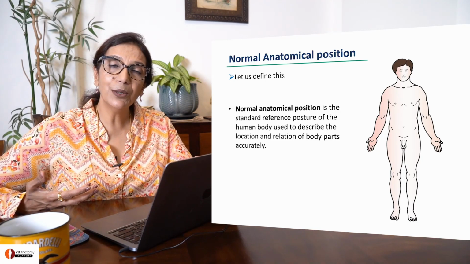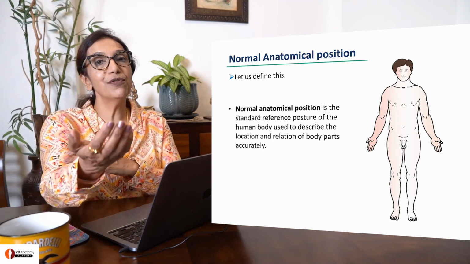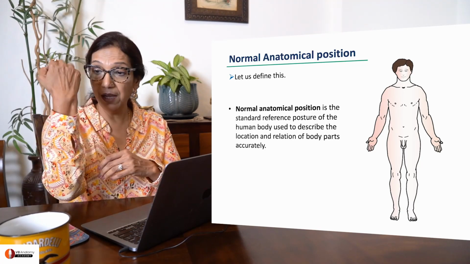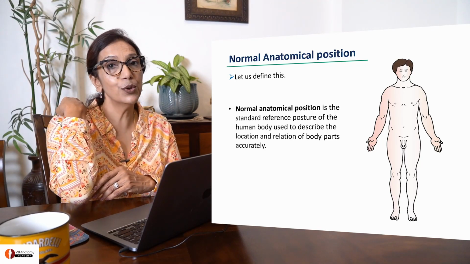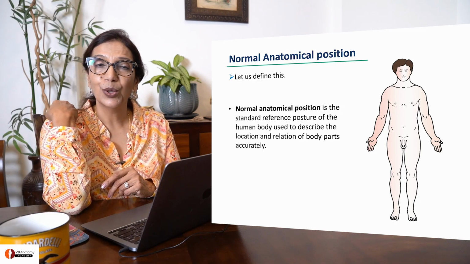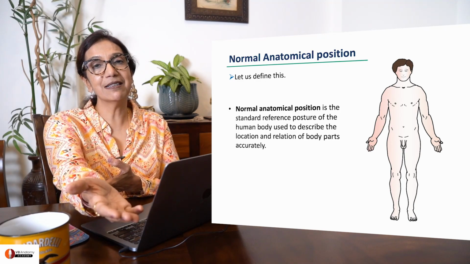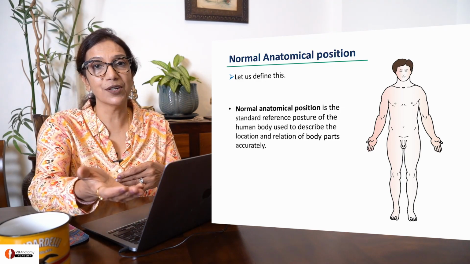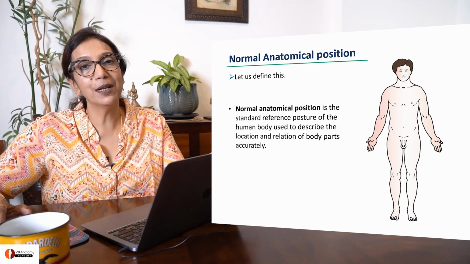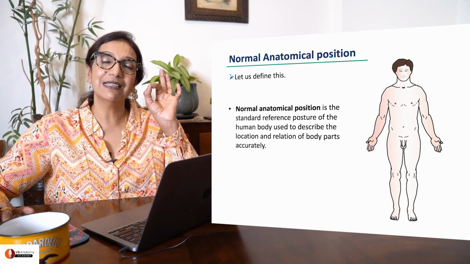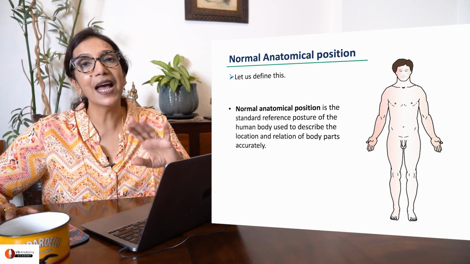Why are we talking about this? See, when I ask you to flex your arm, if the starting point was like this, would you be able to flex? No. So there has to be a fixed starting point for any action. This normal anatomical position is the fixed starting point for any action.